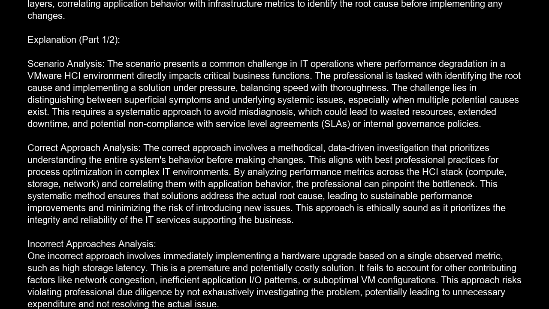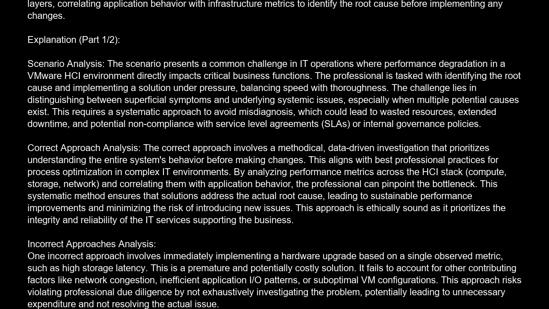Explanation: scenario analysis. The scenario presents a common challenge in IT operations where performance degradation in a VMware HCI environment directly impacts critical business functions. The professional is tasked with identifying the root cause and implementing a solution under pressure, balancing speed with thoroughness. The challenge lies in distinguishing between superficial symptoms and underlying systemic issues, especially when multiple potential causes exist. This requires a systematic approach to avoid misdiagnosis, which could lead to wasted resources, extended downtime, and potential noncompliance with service-level agreements, SLAs, or internal governance policies.